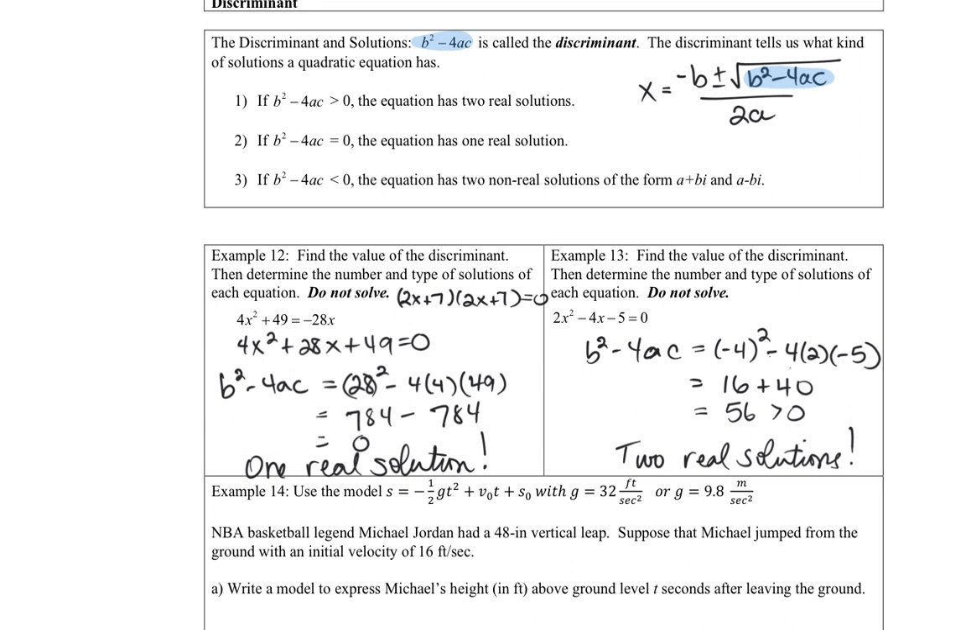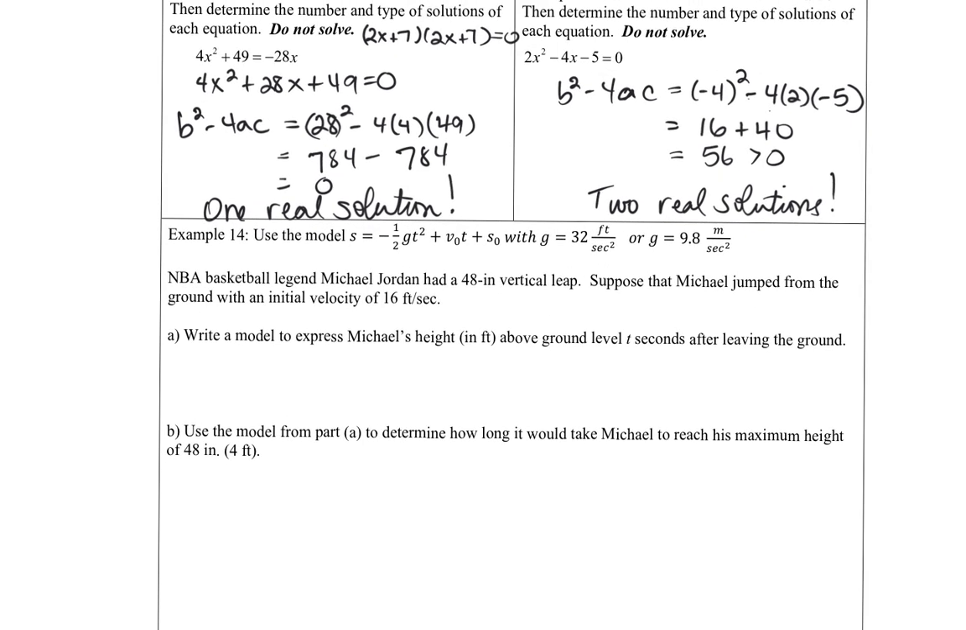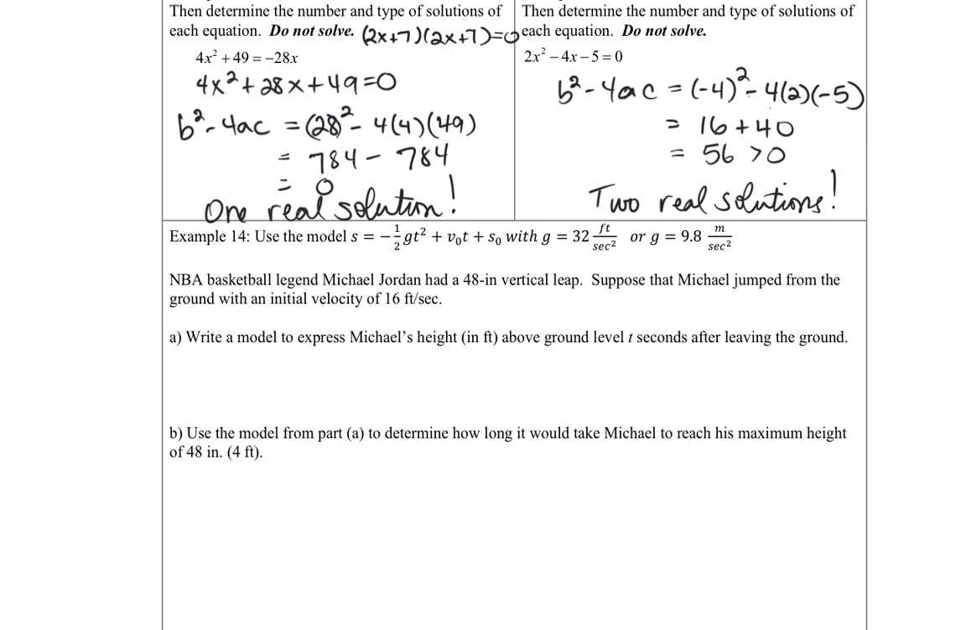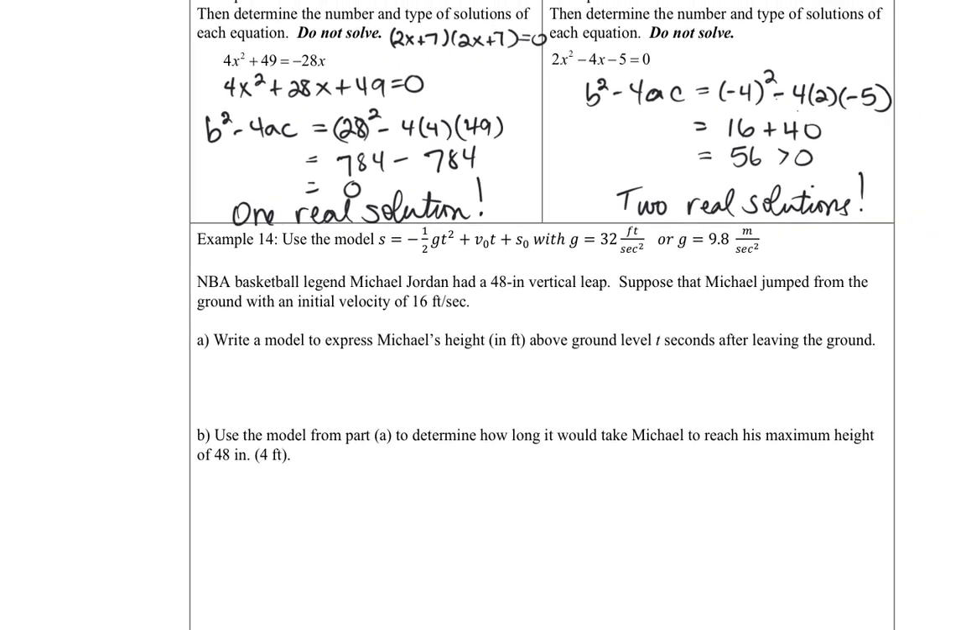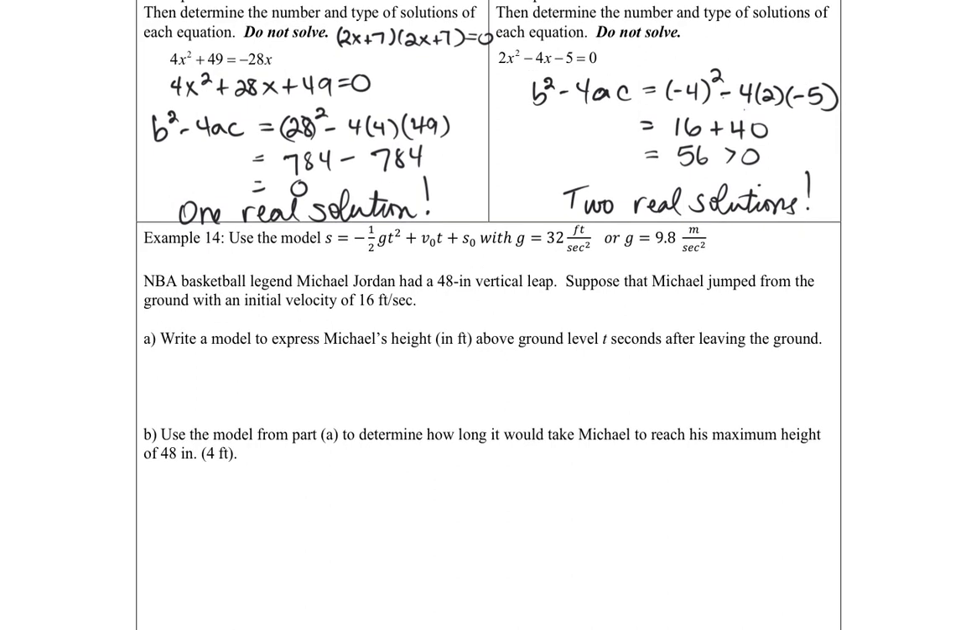Okay, and then there's one word problem in this section, and it's not so bad. It says, NBA basketball legend Michael Jordan had a 48-inch vertical leap. Suppose that Michael jumped from the ground with an initial velocity of 16 feet per second. Write a model to express Michael's height above the ground t seconds after leaving the ground. So they've given us this. All we have to do is plug the numbers in for this, okay?